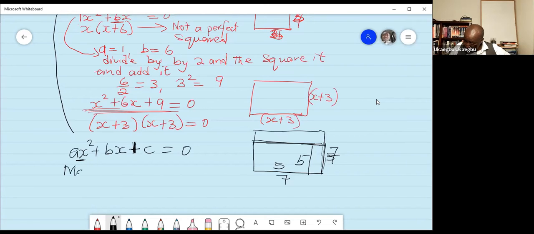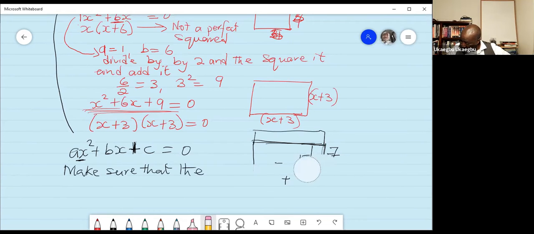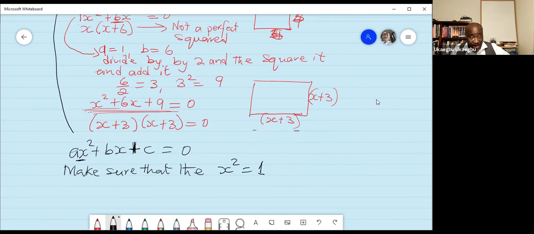Make sure that the coefficient of x squared is equal to 1. If it is not 1, you have to force it to be 1. How do you make it by force to be 1? So divide all the terms by that coefficient.